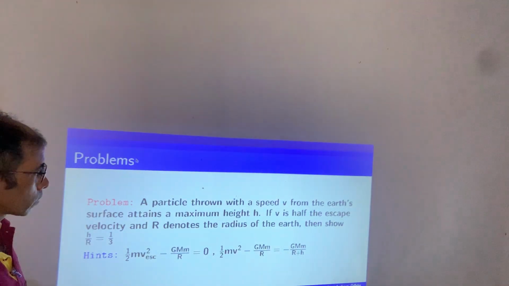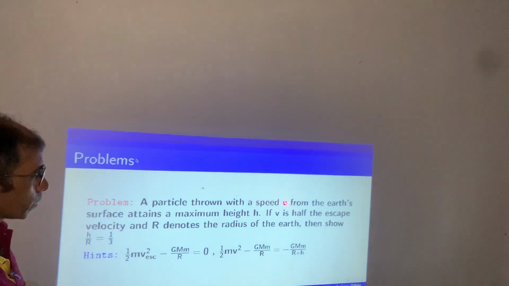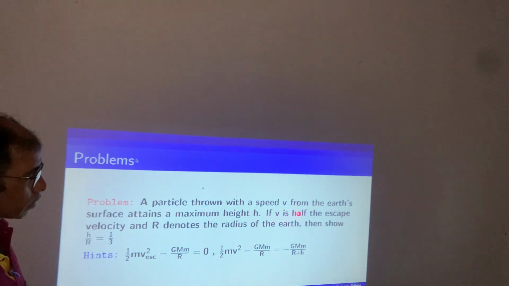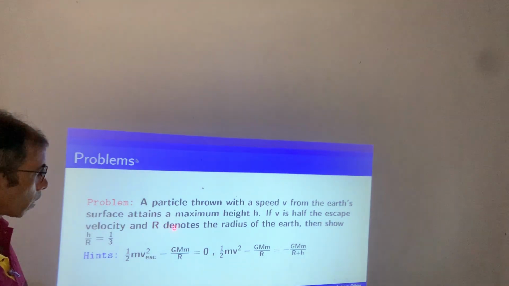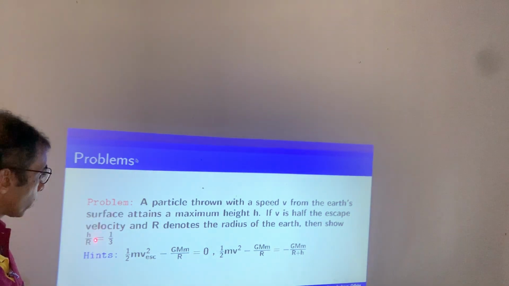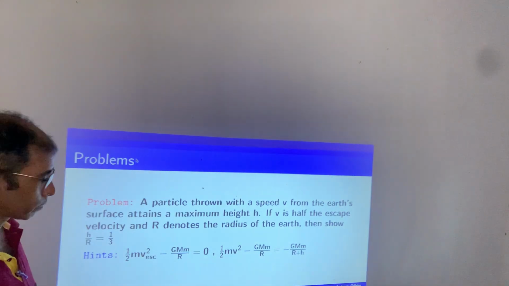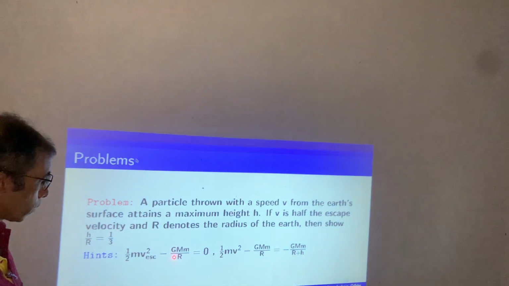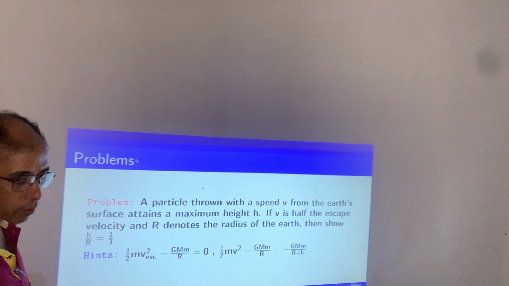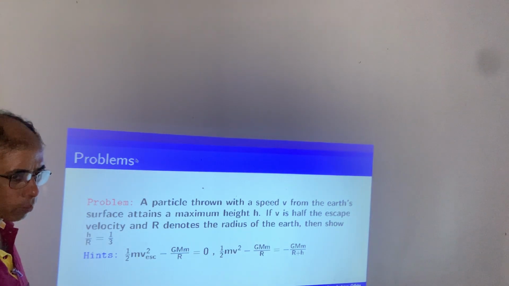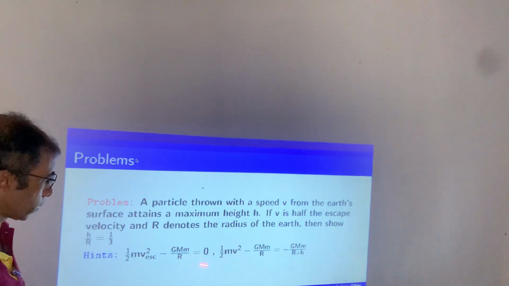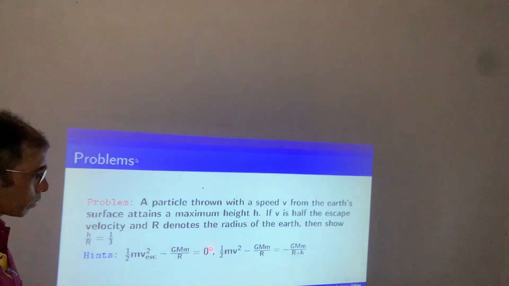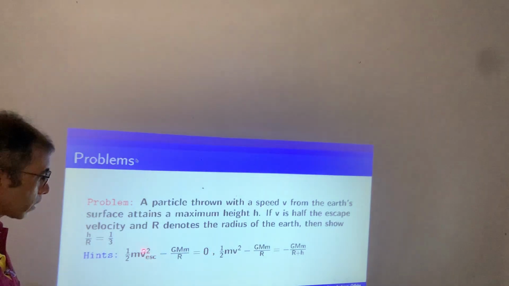A particle is thrown with the speed v from the Earth's surface and attains a maximum height h. If v is half the escape velocity and r denotes the radius of the Earth, then show that h by r is equal to 1 by 3. So this is not difficult. What is the escape velocity? Escape velocity is the minimum velocity that is required to leave the Earth. So kinetic energy plus gravitational energy should be 0, and that will give us the escape velocity.